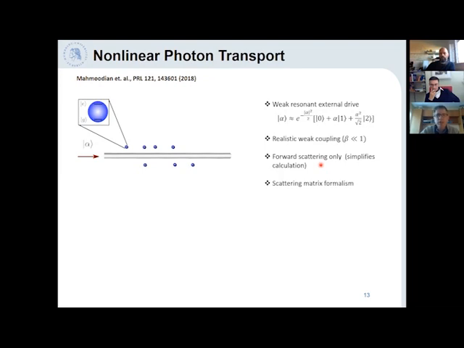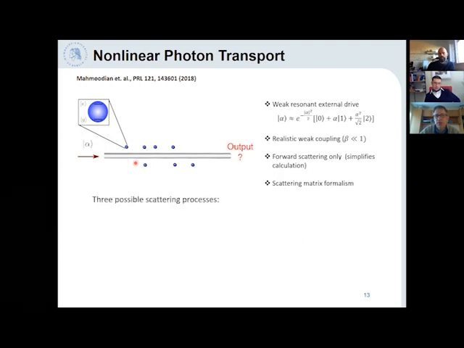So the way that Zahand Mahmoodian and co-workers treated this problem was using a scattering matrix formalism. So they just considered what every atom does to the light, and then summed up the contributions of all these atoms by multiplying the scattering matrices of the different processes here, okay?